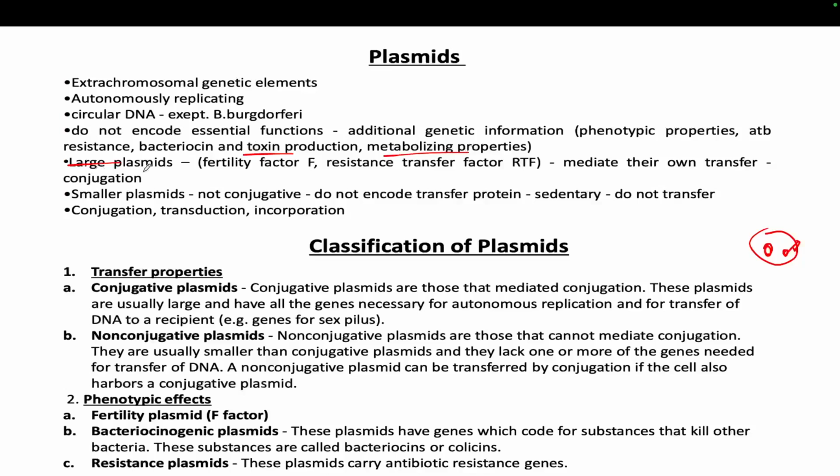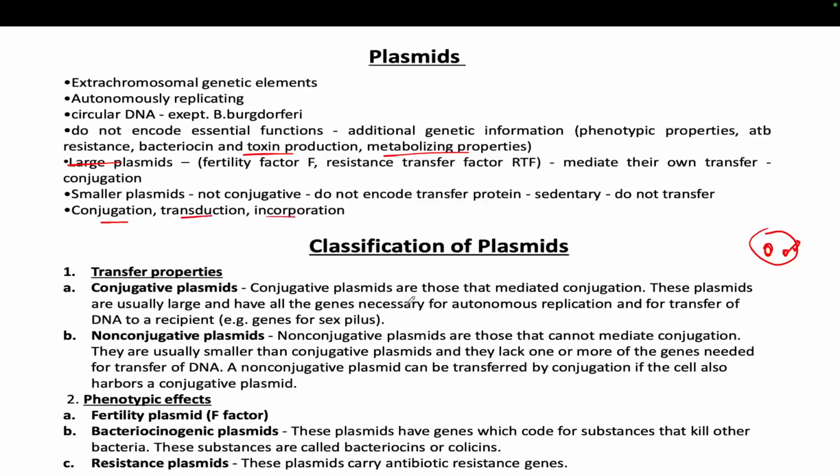And these plasmids are of two types. One is the F plasmid, another one is the resistance plasmid. The F plasmid is required for the transfer of genes to another cell. And the resistance plasmid provides, as I told you, antibiotic resistance. This plasmid can be transferred through conjugation, transduction, and transformation.